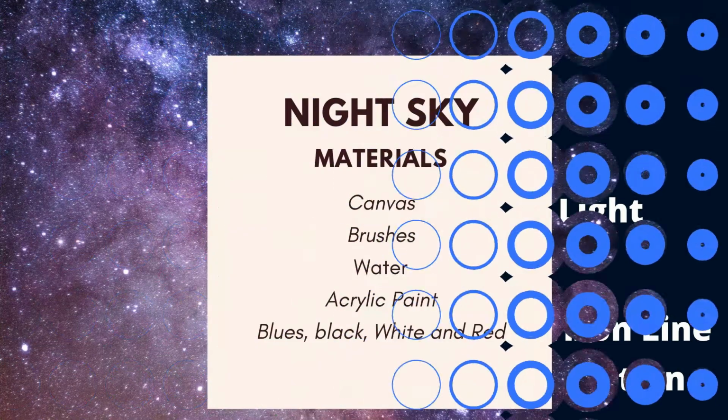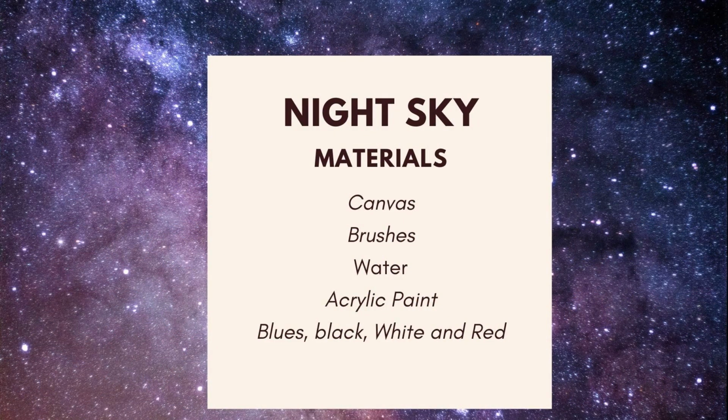Today, we are going to make our own night sky painting. The materials you need are canvas, brushes, water, and acrylic paint. The colors you might want in acrylic paint are some blues or cool colors, black and white, and a little bit of red.